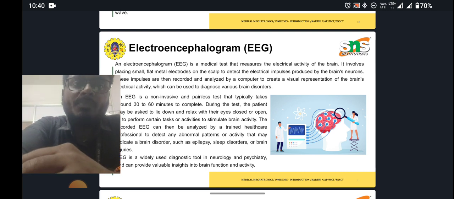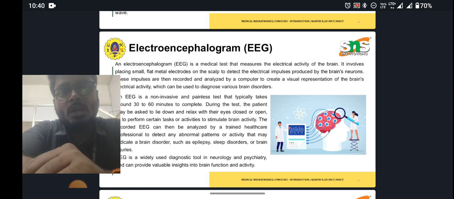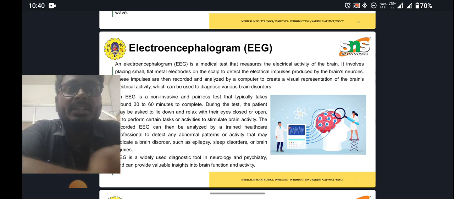An EEG is a non-invasive and painless test that typically takes around 30 to 60 minutes to complete. During the test, the patient may be asked to lie down and relax with their eyes closed or open, or to perform certain tasks or activities to stimulate the brain activity. The recorded EEG can then be analyzed by a trained healthcare professional to detect any abnormal patterns or activity that may indicate a brain disorder, such as epilepsy, sleep deprivation, or brain injuries.